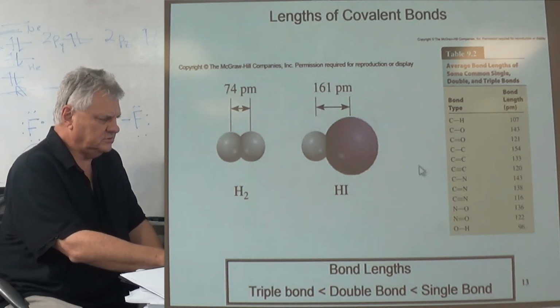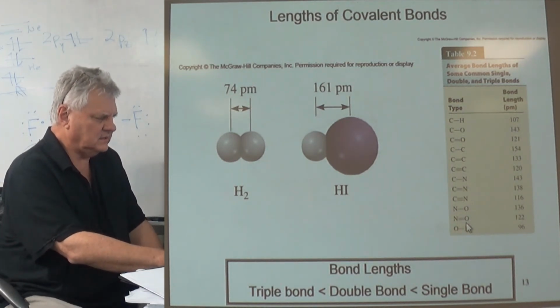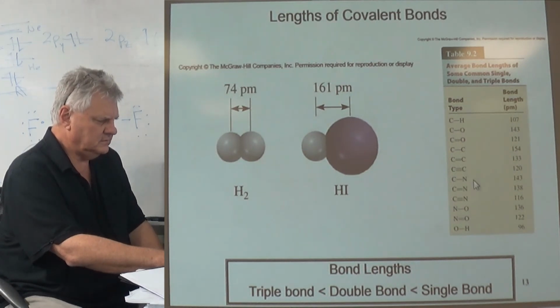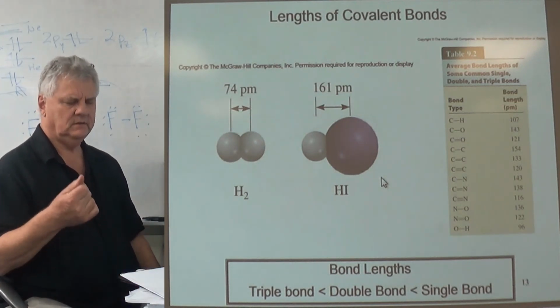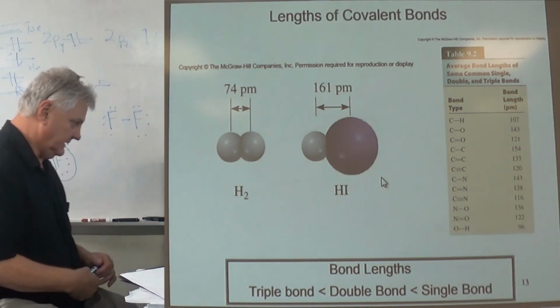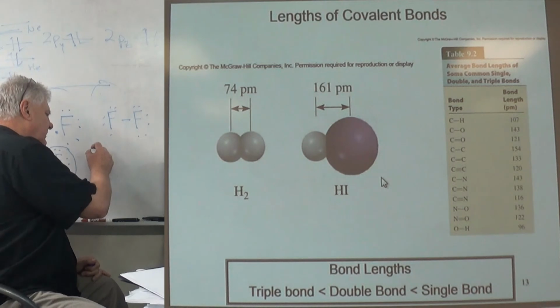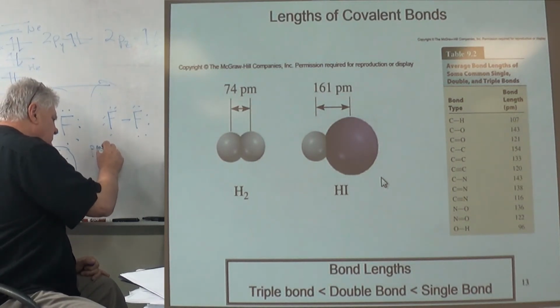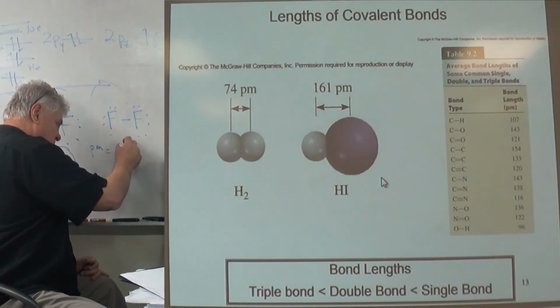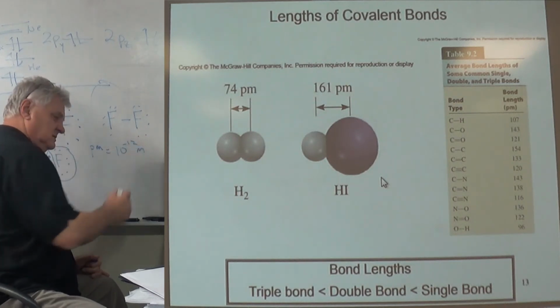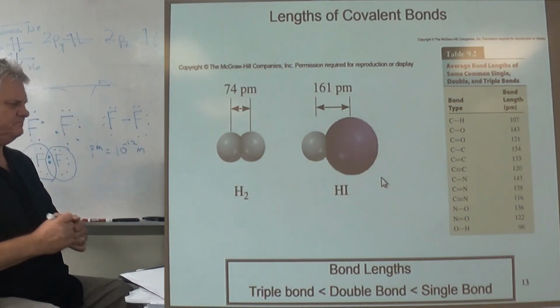Here it shows you a chart of some typical bond lengths involving carbon and other elements, or carbon to carbon with a single bond, carbon double bond. And these are in picometers. Milli, micro, nano, pico. A picometer is 10 to the minus 12 meters. It's extremely small.